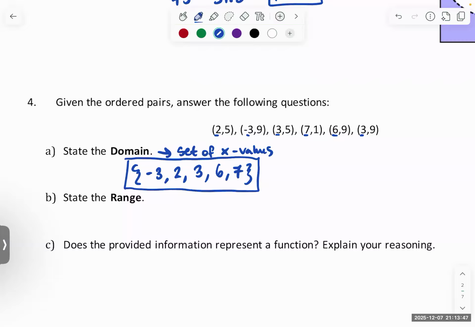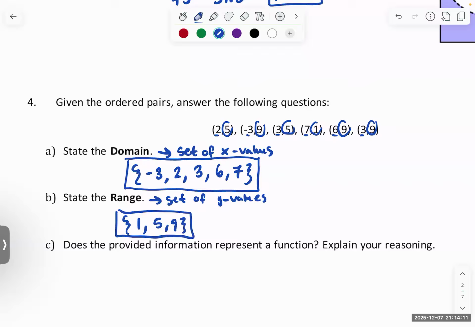Okay, and the range is the set of y values. So that's your y values here. List them in order if you can. The smallest one is 1. Then we got 5 and we got 9. It's listed 3 times, but only write it once.